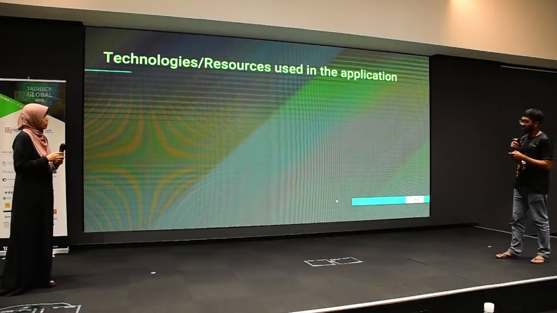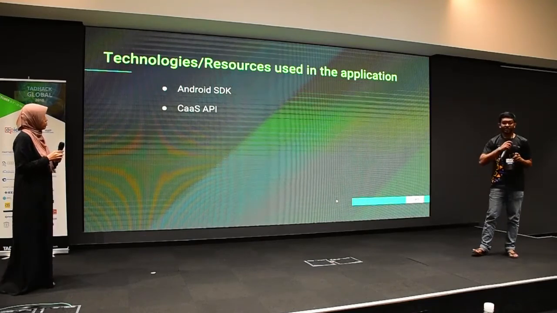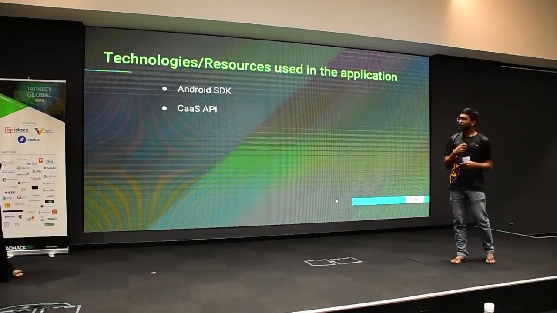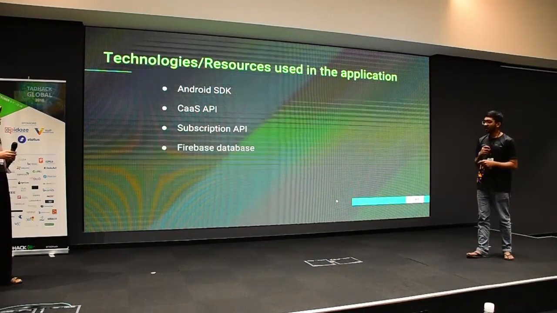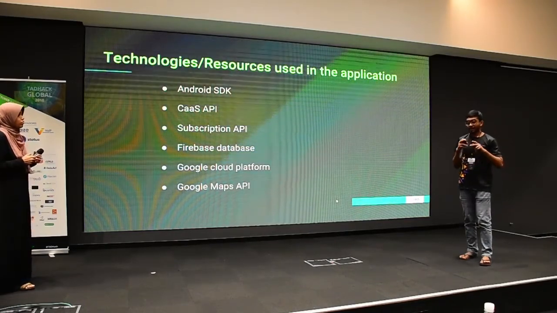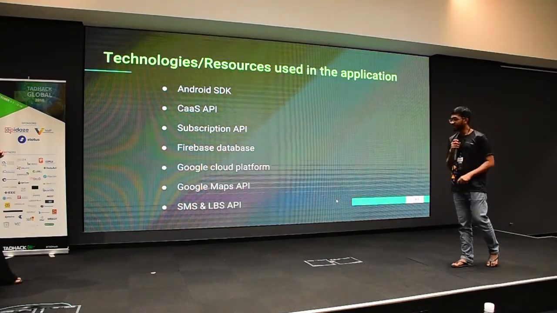These are the technologies that we use: Android SDK and CAS API. We use CAS API to connect because we are getting money from the client. We use the subscription API as a support for the CAS API, and a file-based database, Google Cloud Platform, and Google Maps API, with which we can indicate the hotspots around us, and SMS and LBS APIs.